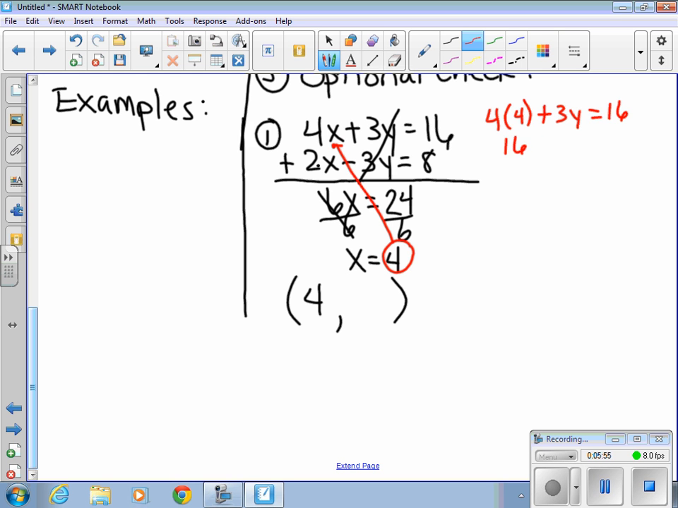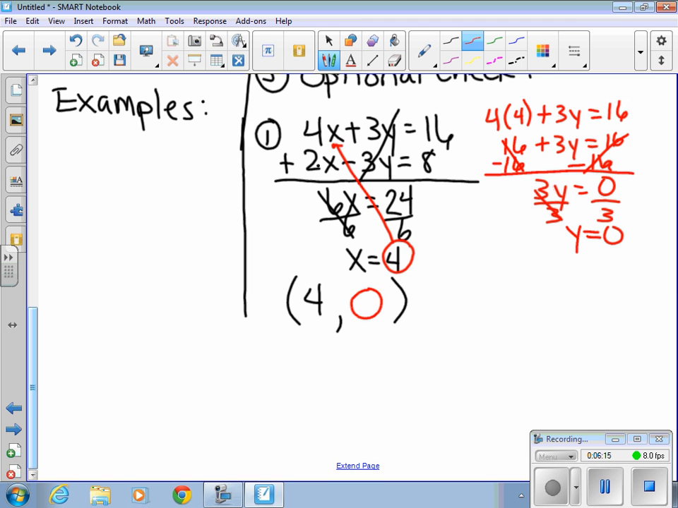So I've got 16 plus 3y equals 16. I'm going to subtract 16 from both sides. And that gives me 3y equals 0. Divide by 3, and I get y equals 0. So now that I have a y value, I have the other half to my answer. So the answer to this one is 4, 0.